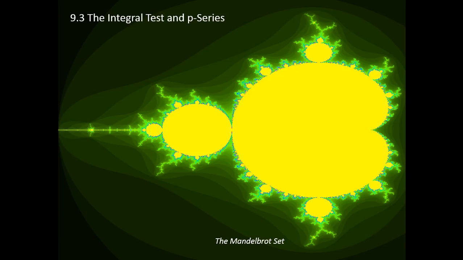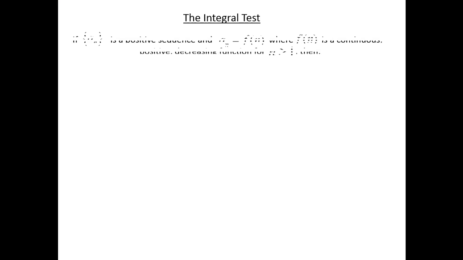Today we're going to talk about section 9.3, which is going to give us two new tests for determining if a series converges or diverges. Those tests we're going to learn today are called the integral test and the p-series test. The integral test can be used only under certain conditions. We'll talk about those conditions.